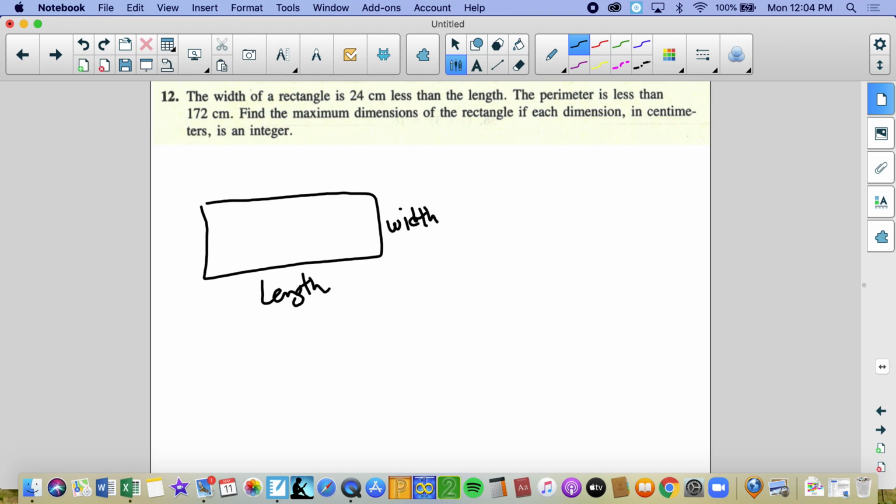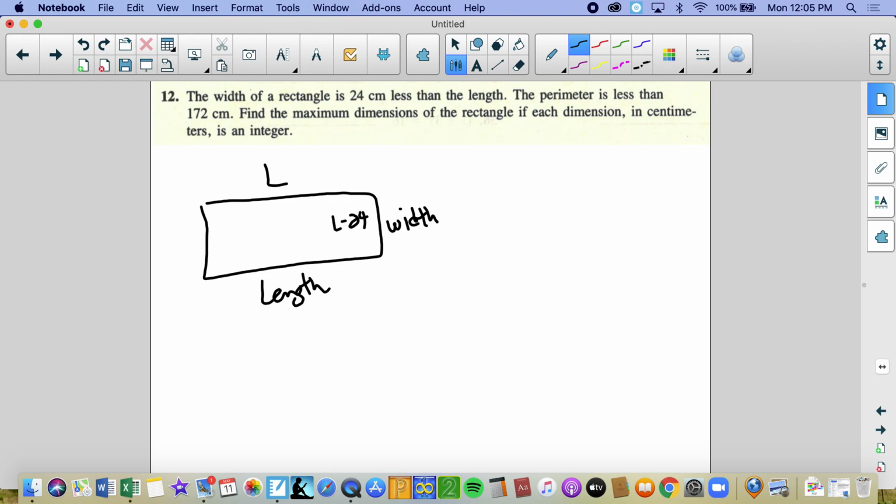The width of the rectangle is 24 centimeters less than the length, so we're going to have something longer than it is wide. And if the length is L, then the width is going to be 24 centimeters less than the length. So that's L minus 24. So now we have a length of L and a width of L minus 24.